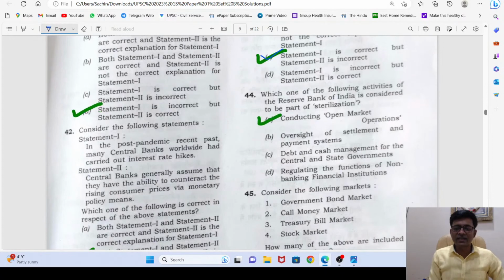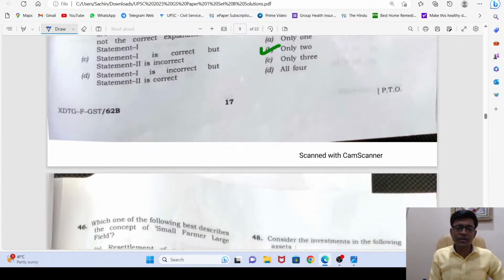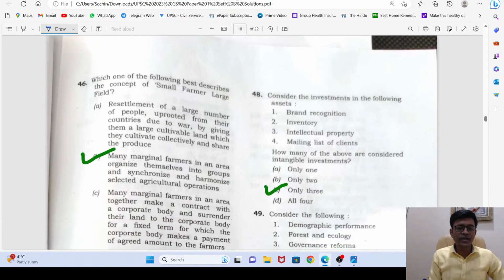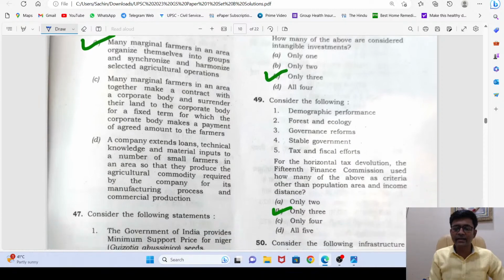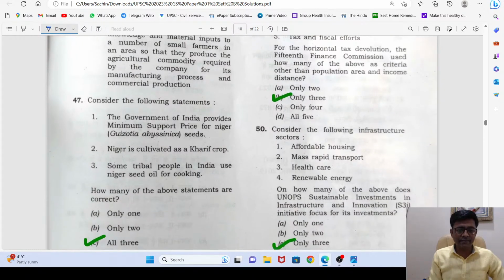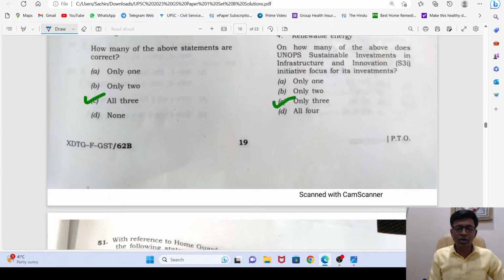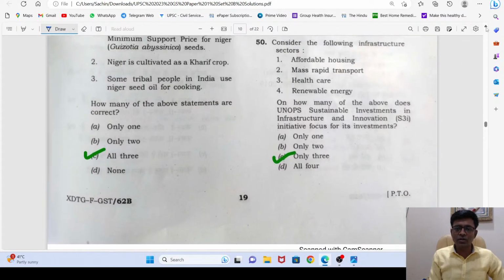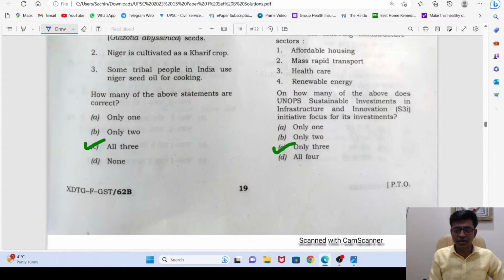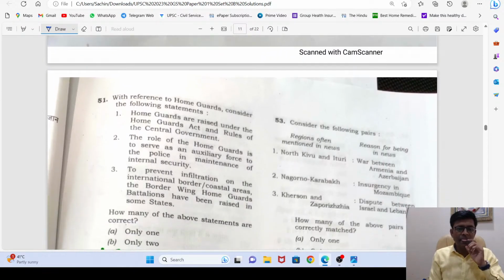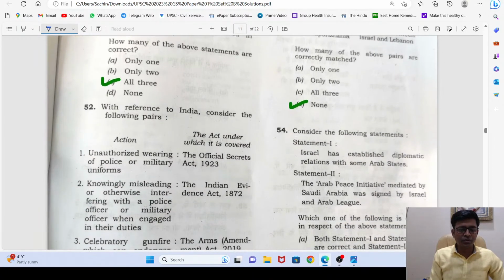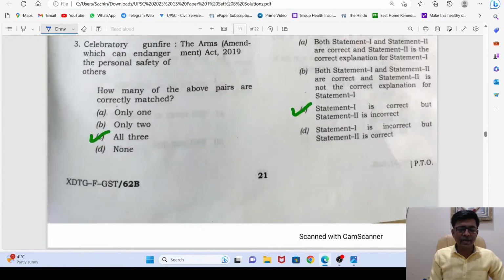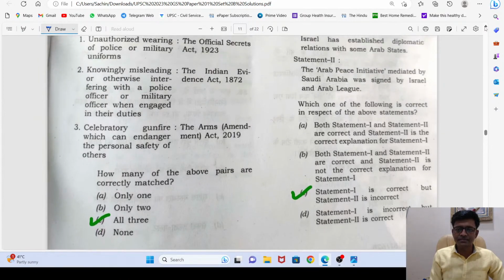Okay. Question number 45, economy. Question number 46, economy. Question number 47 is again related to the economy, and 48 and 49 are also related to the economy. Sorry, question number 50. Let's go ahead. 51 is more related to the security part. Then question number 52 is not part of our environment and ecology, science and tech, or geography.